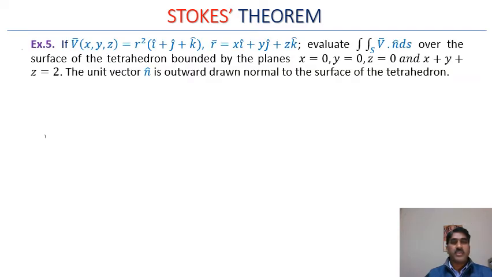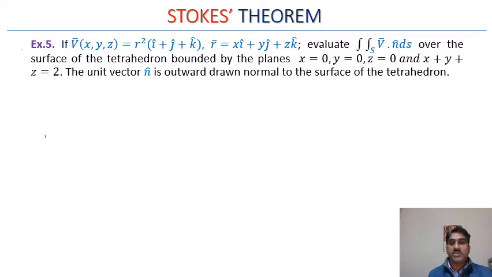The vector v is given by r square i plus j plus k, and r is the position vector xi plus yj plus zk. We are required to evaluate the surface integral of v over the surface of a tetrahedron bounded by the planes x equal to 0, y equal to 0, z equal to 0, and the slant plane x plus y plus z equal to 2. N is the outward drawn unit normal to the surface of the tetrahedron.